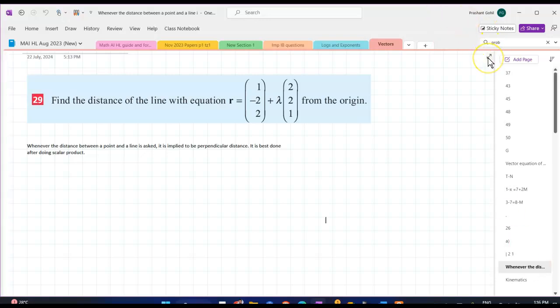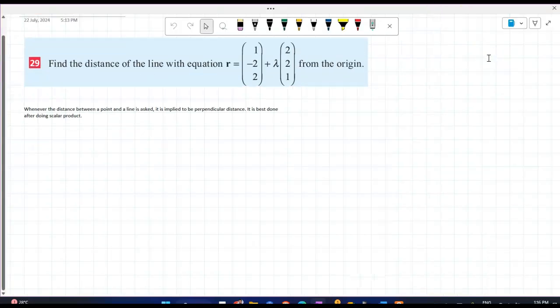Now this is very important. Whenever the distance of a point is asked, it is implied that it is the perpendicular distance, best done by using the scalar product. This is one question that we left, and this is very, very important. Find the distance of a line with this equation from the origin. So let's draw a schematic diagram.